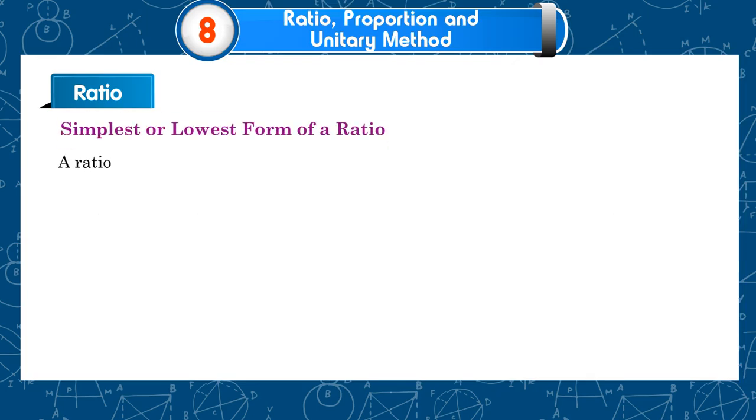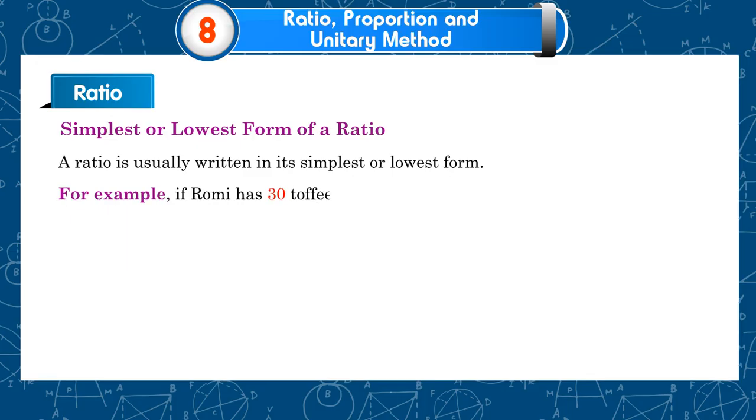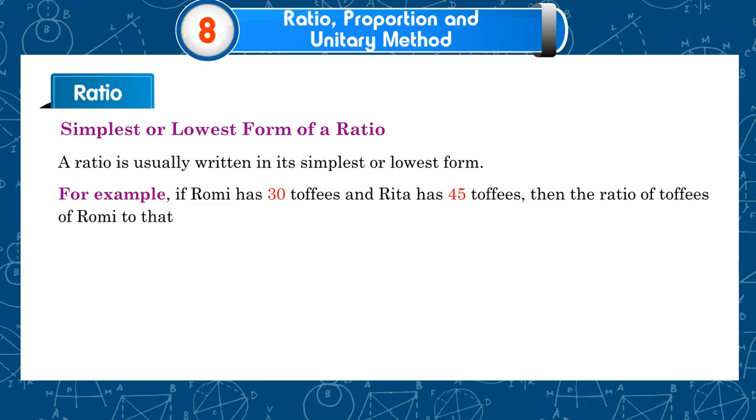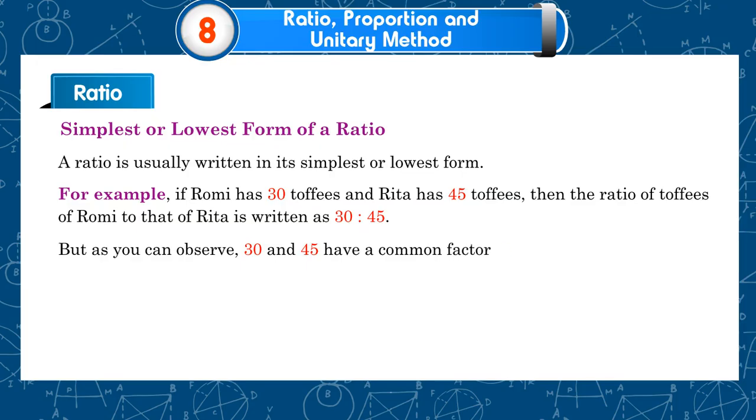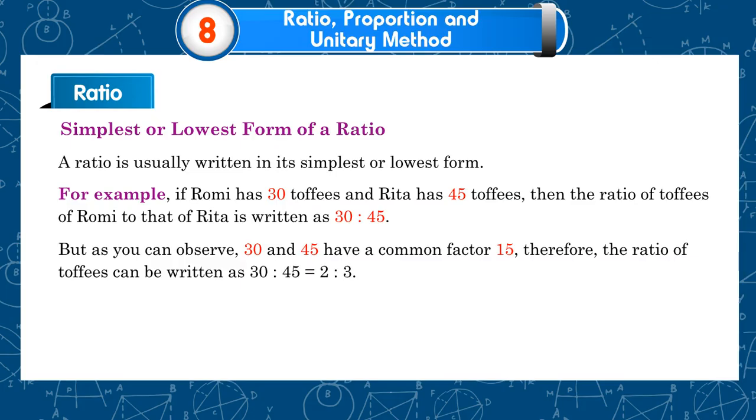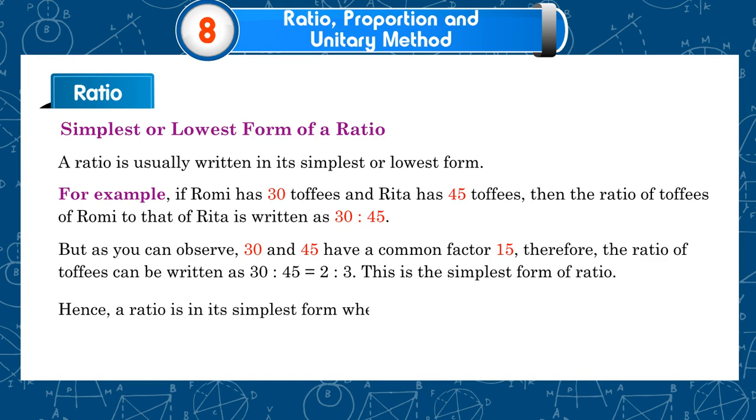A ratio is usually written in its simplest or lowest form. For example, if Romy has 30 toffees and Rita has 45 toffees, then the ratio of toffees of Romy to that of Rita is written as 30:45. But as you can observe, 30 and 45 have a common factor, 15. Therefore, the ratio of toffees can be written as 30:45 equal to 2:3. This is the simplest form of ratio. Hence, a ratio is in its simplest form when its first and second terms have no common factor except 1.